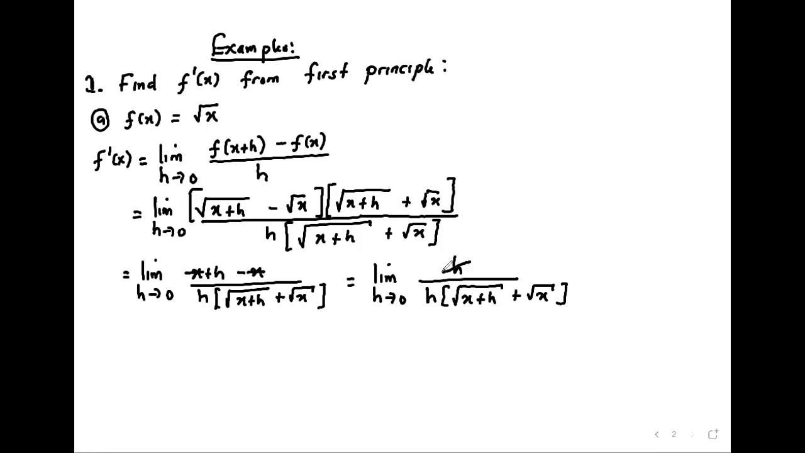So we have this and that, so it remains with a 1 up there. So now that we are finding the limit, when h is 0, we remain with 1 over the root of x plus the root of x, which is 1 over 2 multiplied by 1. Like that.